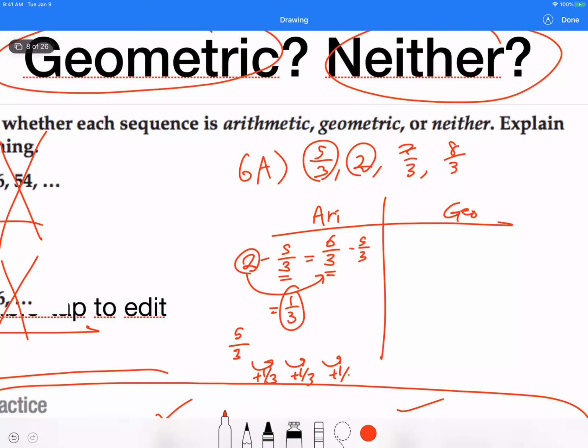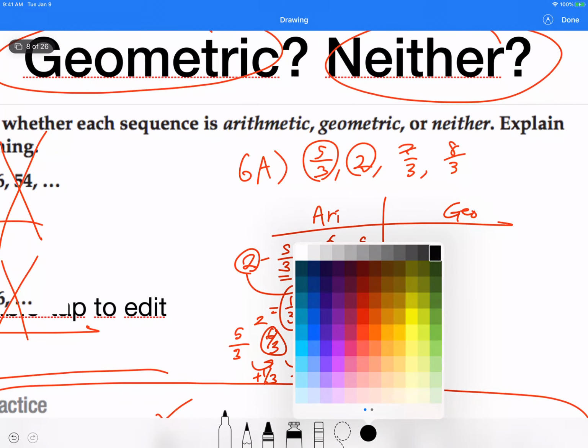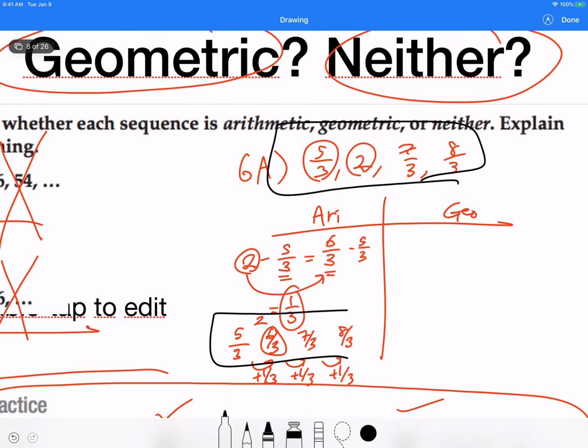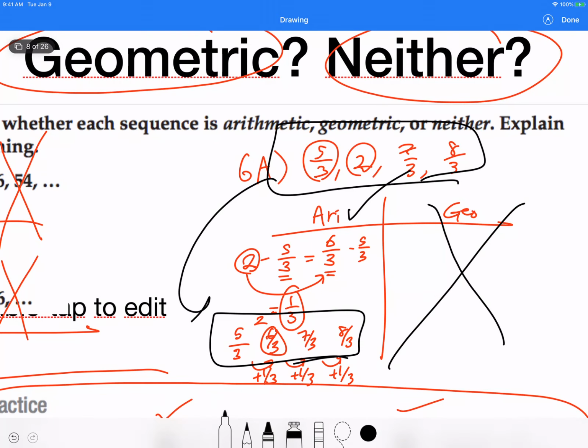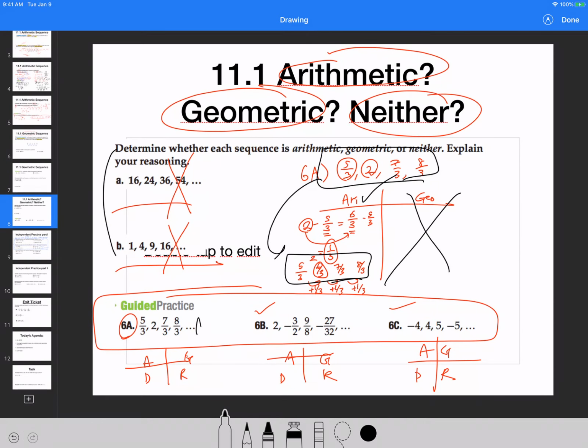So if I keep on adding 1 over 3 consistently, do I get the numbers in the list? Well, let's check. 5 over 3 plus 1 over 3 is 6 over 3, then it's 7 over 3, then it's 8 over 3, and 6 over 3 is 2. And look at that, it actually turns out to be the same numbers consistently when I do the math. So that is definitely arithmetic. I don't have to bother checking for geometric whatsoever, so I just say this is an arithmetic sequence. Why bother doing the work for geometric when I already found out it was arithmetic? So you don't have to spend time doing that.